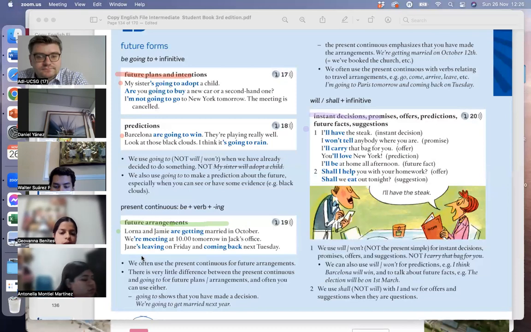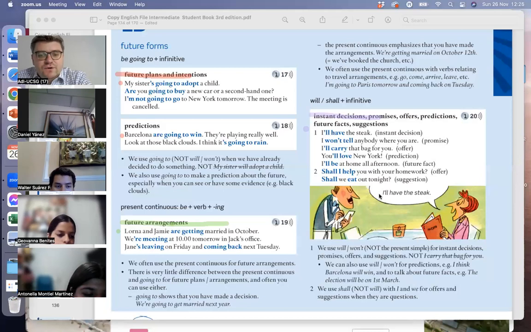Going to shows that you have made a decision. We are going to get married next year. And the present continuous emphasizes that you have made the arrangement. We are getting married on October 12th. We often use the present continuous with verbs relating to travel arrangements. Example: go, come, arrive, leave, etc.